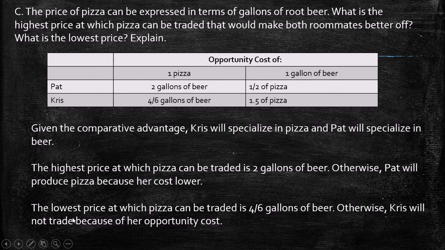On the other side, the lowest price at which pizza can be traded is 4/6 gallons of beer. Otherwise, Kris will not trade, because her opportunity cost is this one, and she is going to trade just if the price is higher. If you buy one item for $1, you are not going to sell it for less than that $1. This is the lowest price.